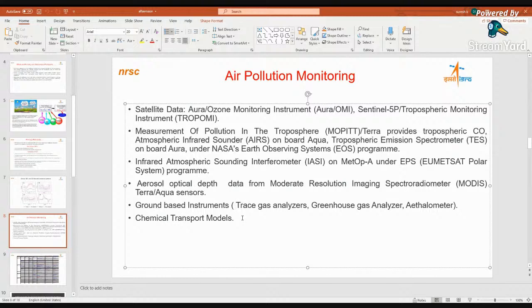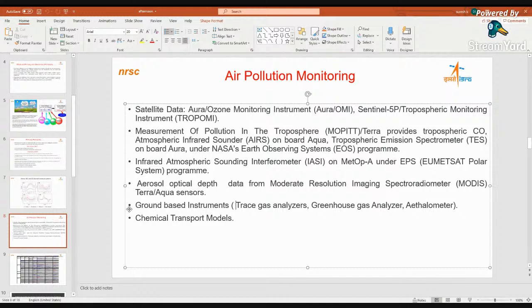Trace gas analyzers are situated at a point location, and at that location we can come to know the concentration of the gases. For example, ozone is a trace gas; NOx, which is NO plus NO2; sulfur dioxide, SO2; and carbon monoxide. These are the trace gases. Greenhouse gases are carbon dioxide, methane, and water vapor. The aethalometer gives black carbon, which is particulate matter from incomplete combustion of fossil fuel. So these are the ground-based measurements, which give the concentration of gases at a particular location.